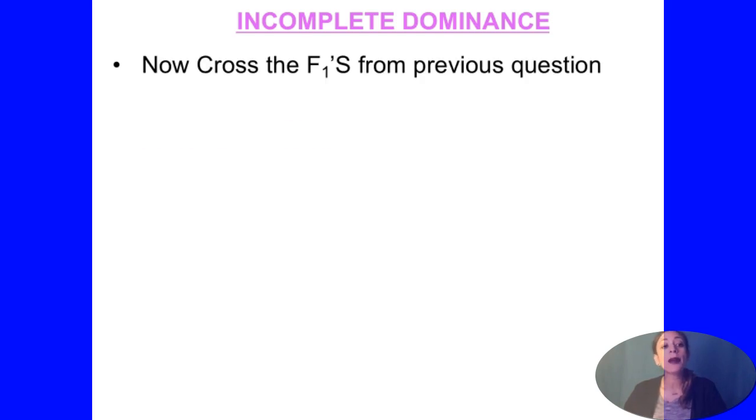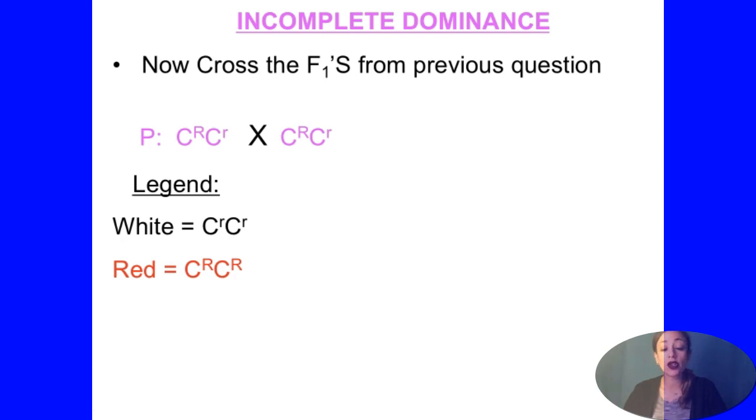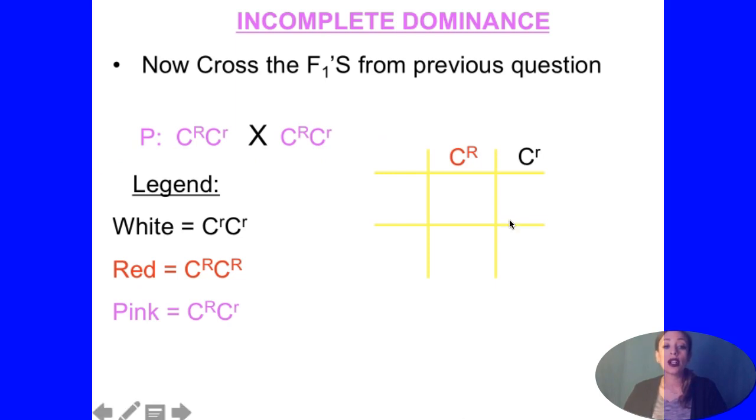So now let's see what happens if we cross 2 of our F1 offspring from our previous question we were looking at. First thing we're going to do is write out our legend or our key so we can keep track of what all the different alleles and combinations stand for. Right here we have the white, the red, and the pink snapdragons because we know it's incomplete dominance, so we know it can make a blend of those 2 alleles together. So here's going to be our first parent and those 2 gametes. Here's our second parent with those 2 gametes.